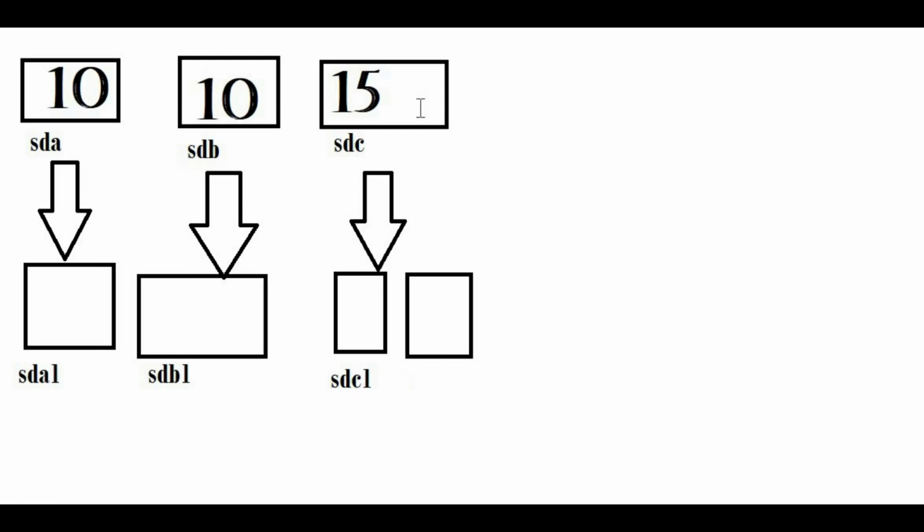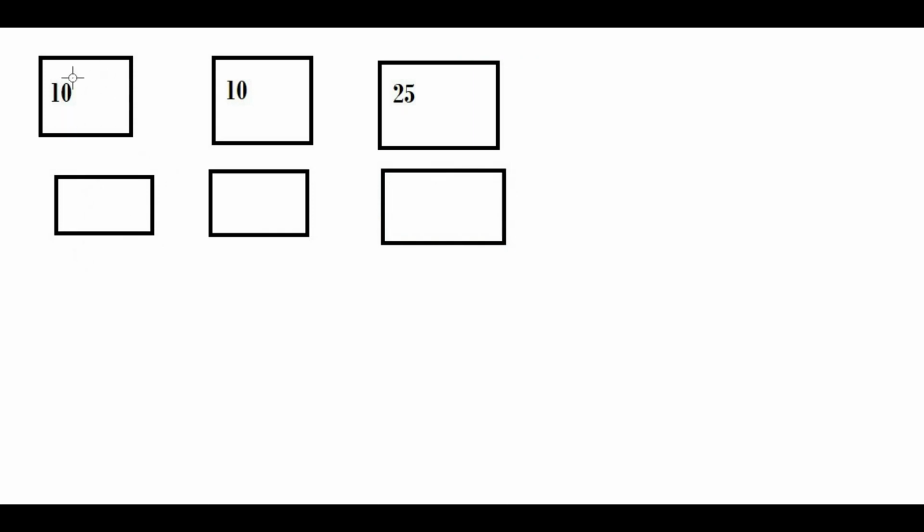Now let me clear my screen. Now let's see what LVM gives. We have 3 disks: 10 GB, 10 GB, and 15 GB. We take them under PV, so we create a pool. LVM will not accept the raw disk, so it needs to be under PV. This should be PV1, PV2, PV3, as I have named them. So we have taken these 3 disks under PVs, and PV means physical volume.